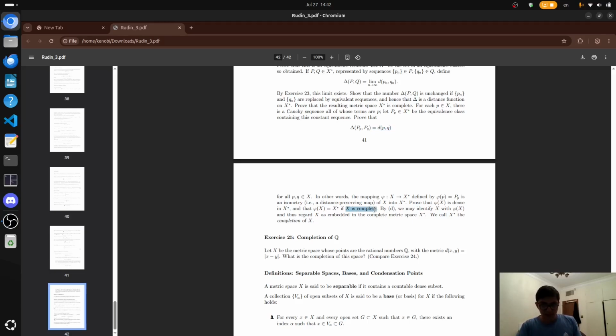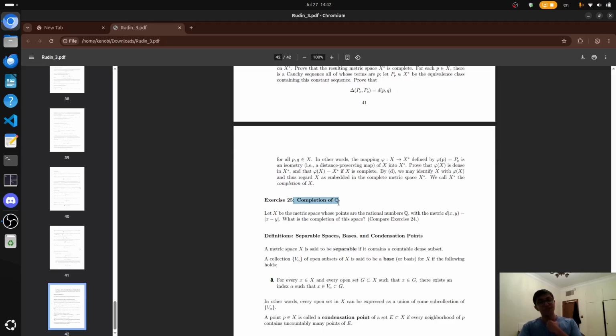And if X is complete, then of course that means each Cauchy sequence converges, and since it converges and each element can be represented as these constant sequences of p, then you can take it to be equal to X. Basically, the general idea is that we call X star the completion of X. And the completion of Q, for example, is R.